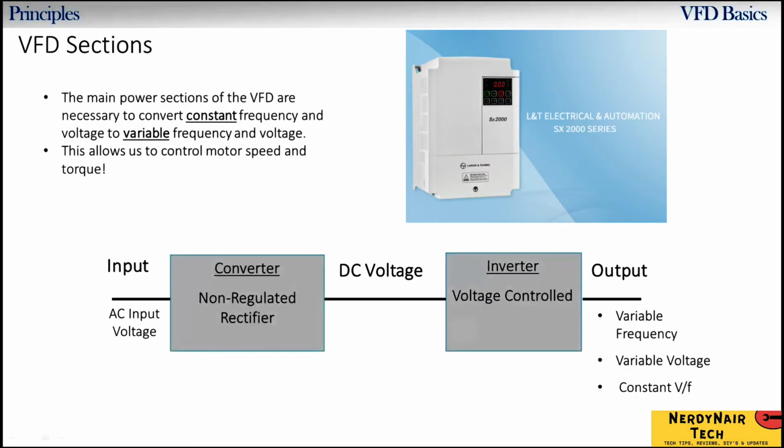Now, what's happening inside of a drive? Okay, there are three main power sections in the VFD. There is the converter section, DC bus section, and the inverter section. So a lot of people just call it a drive or inverter. Why we have these sections is because we are converting a constant frequency and voltage to a variable frequency and voltage. Okay, the purpose is it allows us to control the motor speed and torque.